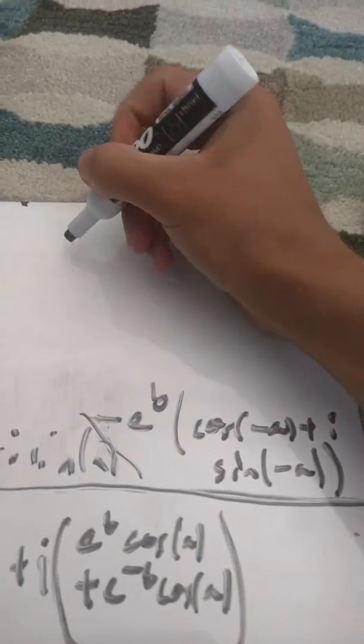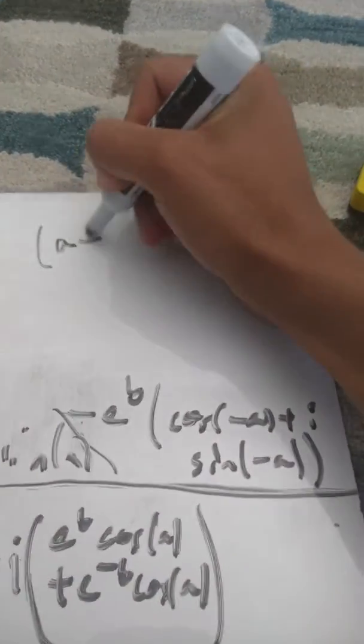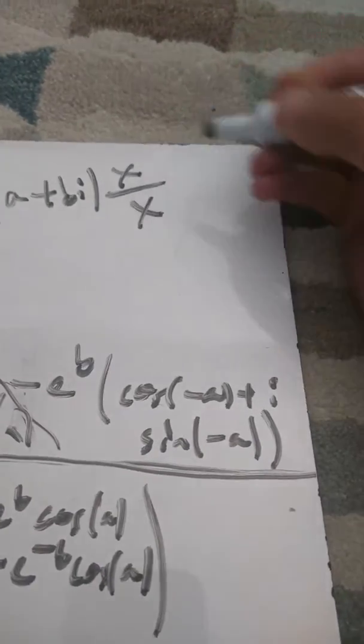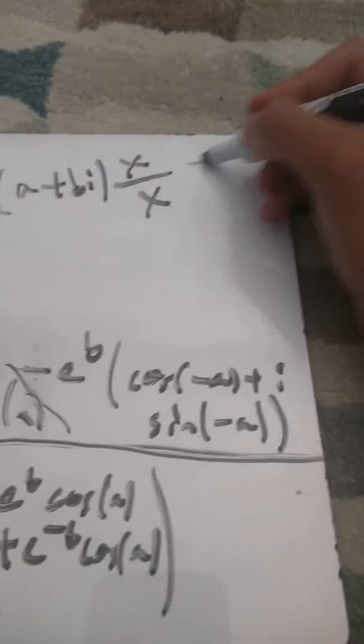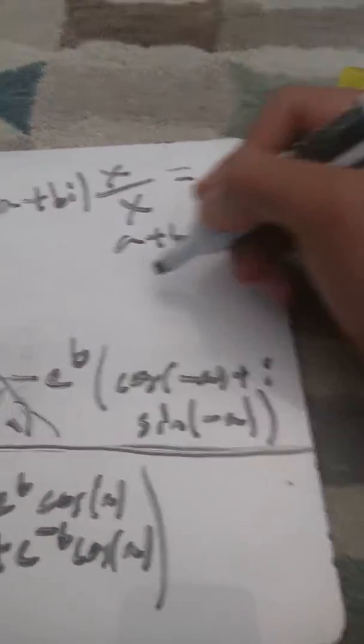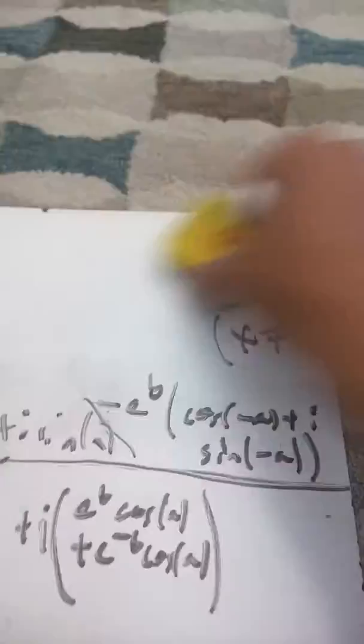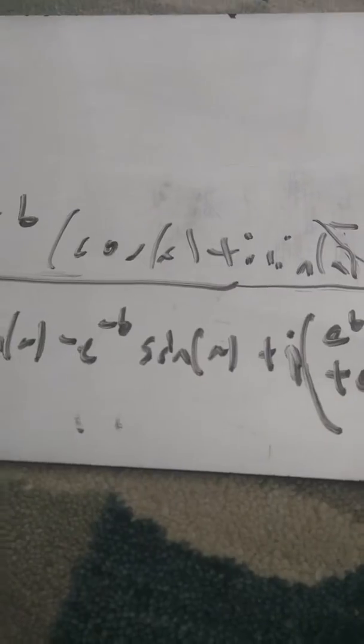And the same goes with complex numbers. So a plus bi times really anything over anything, as long as it's not equal to 0, equals a plus bi, assuming x is not equal to 0. So what we will do now is multiply the denominator by its complex conjugate. So we'll have to multiply the numerator as well.